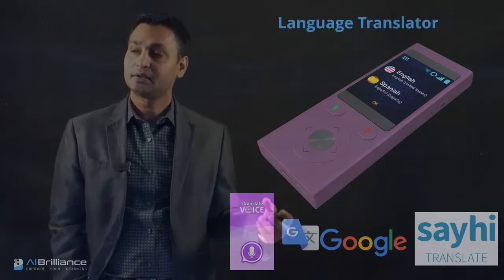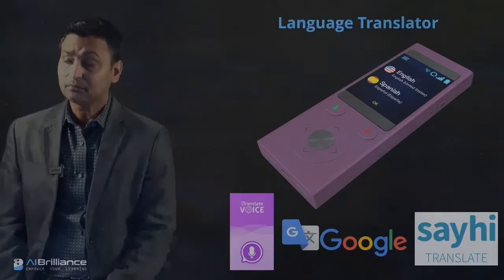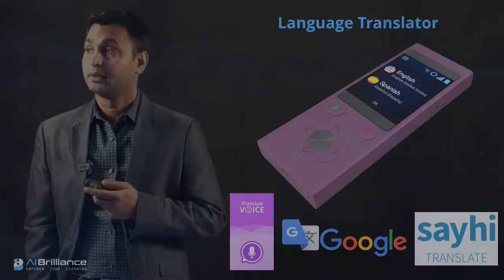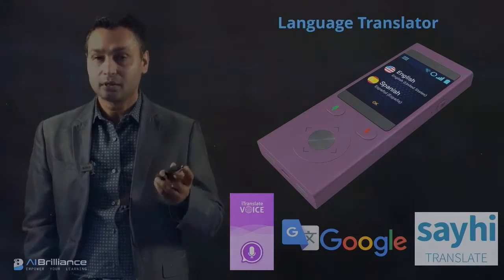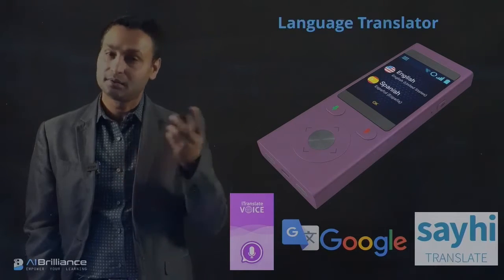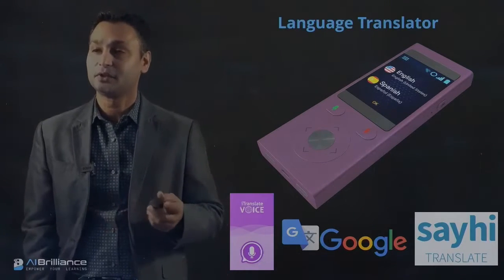So what you do is, let's say you have installed this on your cell phone, you can speak, let's say, in Hindi, and you can ask the language translator to convert what you have spoken into, let's say, German or something like that, if you're traveling to Germany.